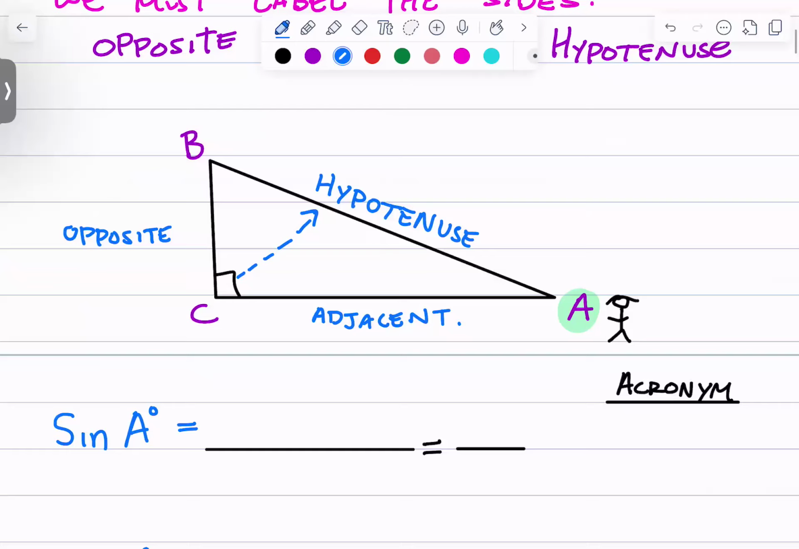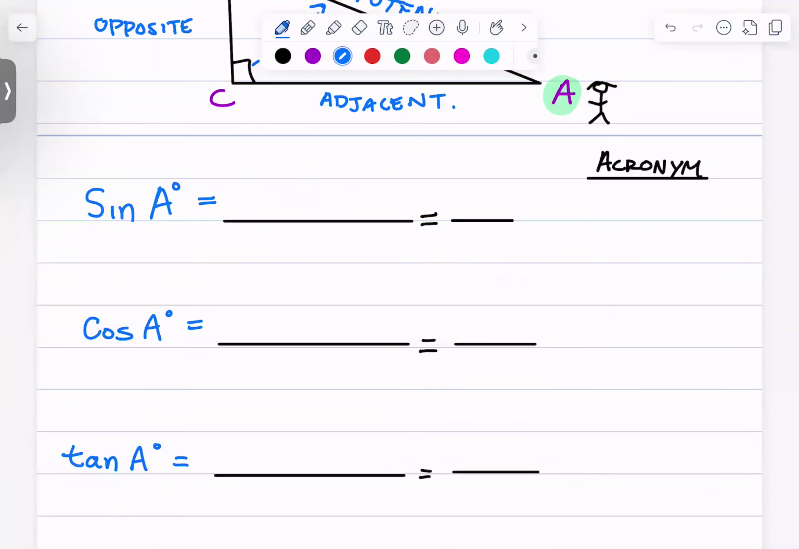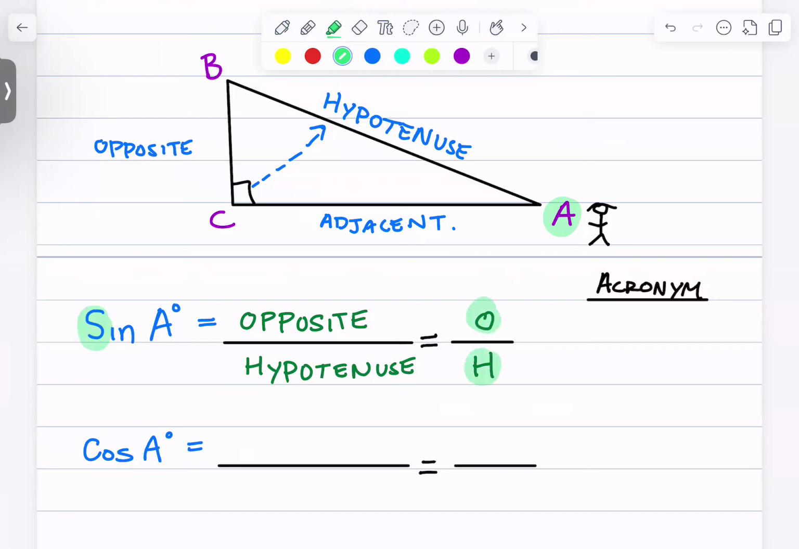So here is the sine. The sine ratio will always be opposite over your hypotenuse, or O over H. And if I just get the first letters of each, S, O, H, we have this.